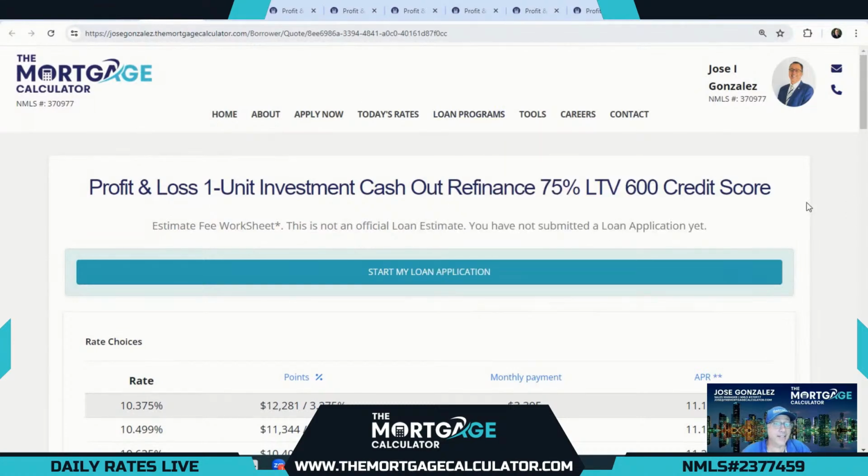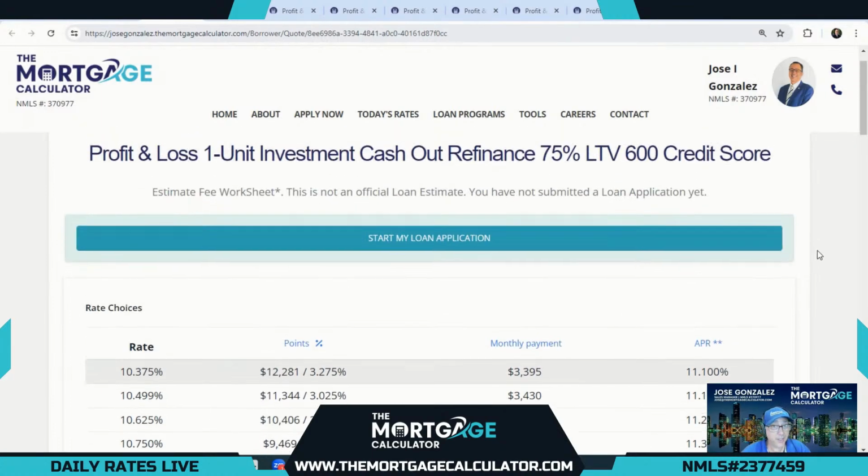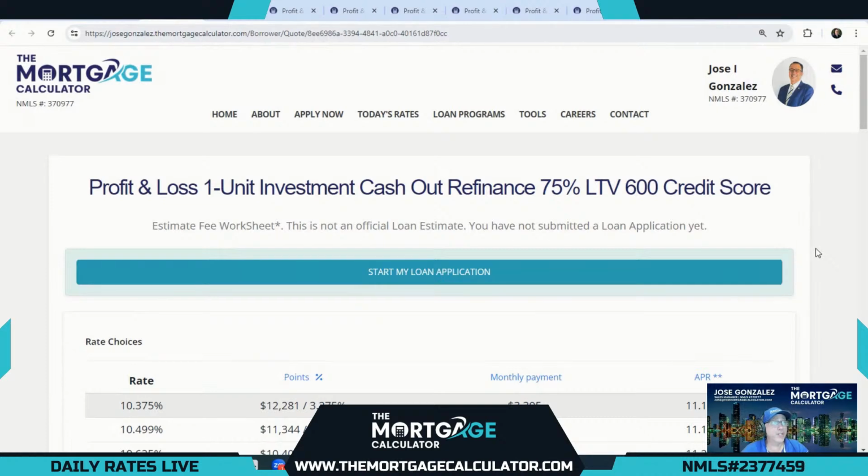And our last option here is, again, our minimum credit score option. The beauty of this is 75% LTV max for purchases and also 75% LTV max for the cash out refi, even for an investment property at a 600 credit score for a P&L loan. Unheard of. 11.499 is our lowest cost option, and you can buy that down all the way to 10.375%. For our last option here, our P&L 1 unit investment cash out refi, 75% LTV, 600 credit score.